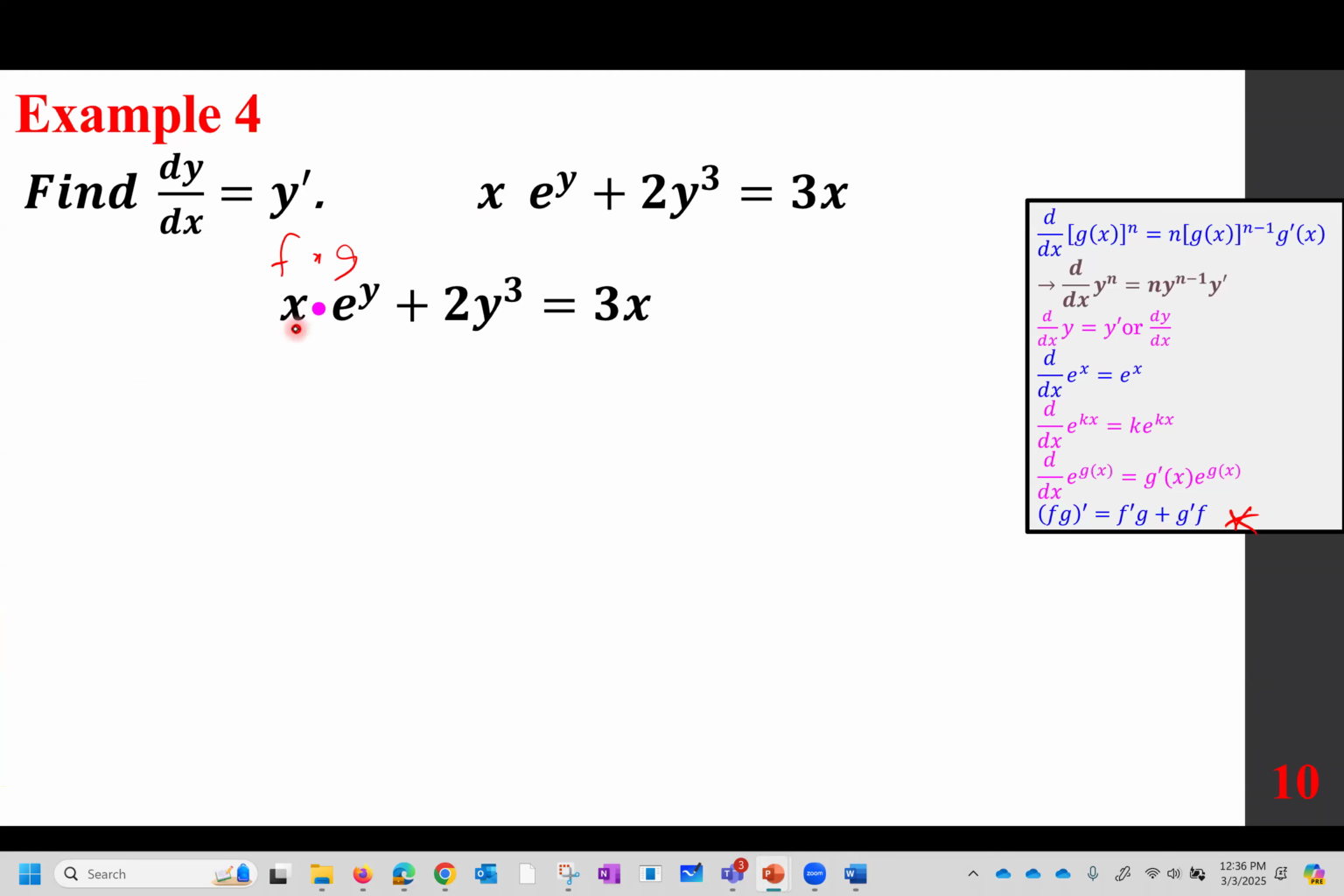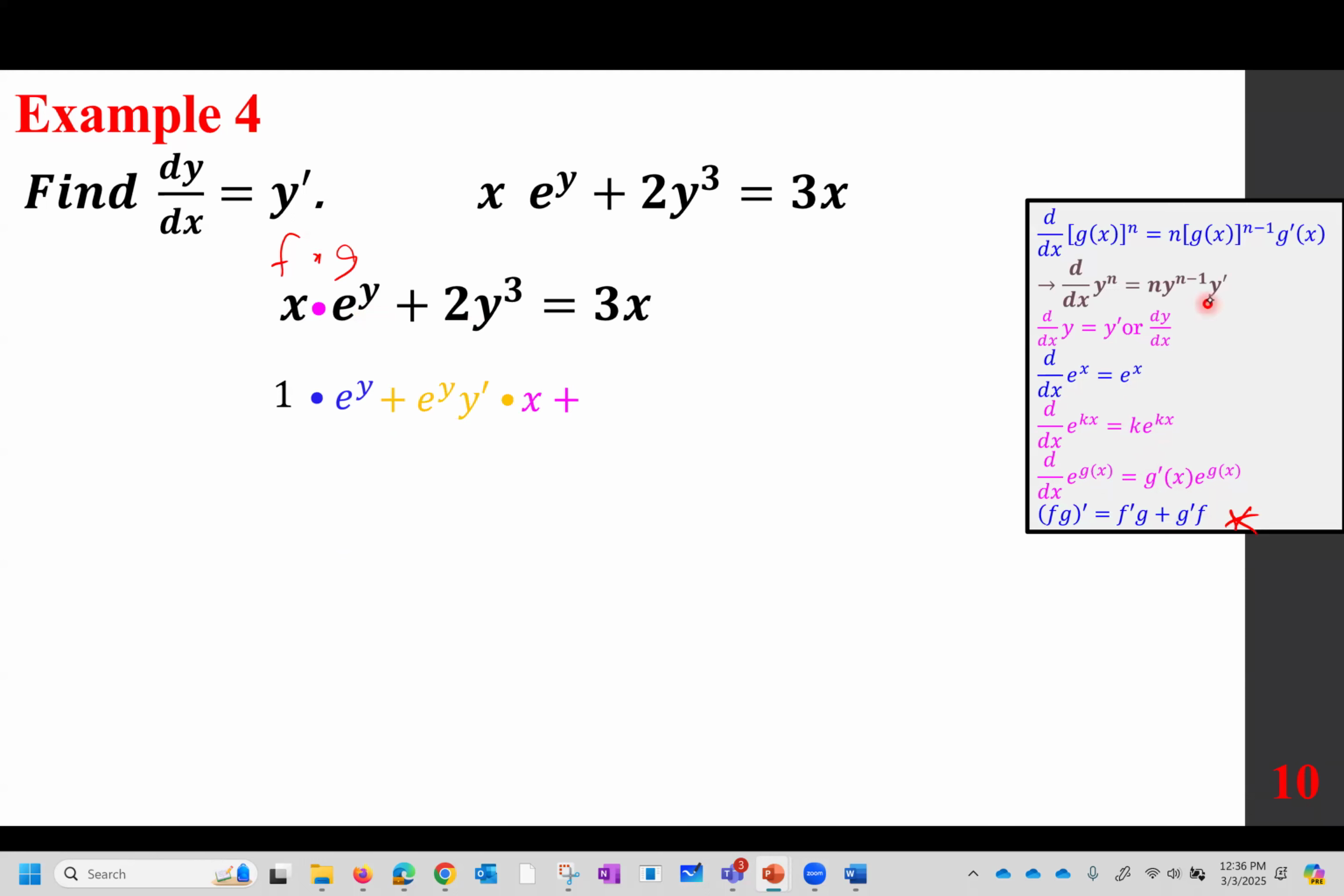So first f prime is 1, times g, which is e to the power of y, and now g prime. Remember, the derivative of exponential function is always itself. If it's e to the power of kx, it's itself times k. If it's e to the power of g of x, itself times g prime. So the derivative of e to the power of y is itself times y prime, because y is like g of x. So itself times y prime, and then times f, which is x. This is g prime f. This whole thing is the derivative of this piece.